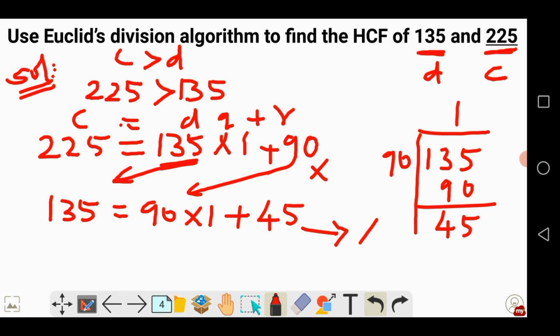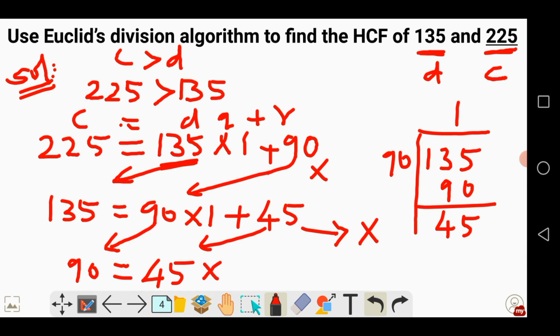Again the remainder is not 0, so again we take D as 90 and the remainder 45. How many 45s are contained in 90? 2 times, plus the remainder becomes 0. Do you understand this? You take only the divisor and remainder, and the quotient is removed from the next step. So 90 is equivalent to 45 into 2 plus the remainder 0. The remainder becomes 0, so the procedure stops. What is the divisor in this step? 45.